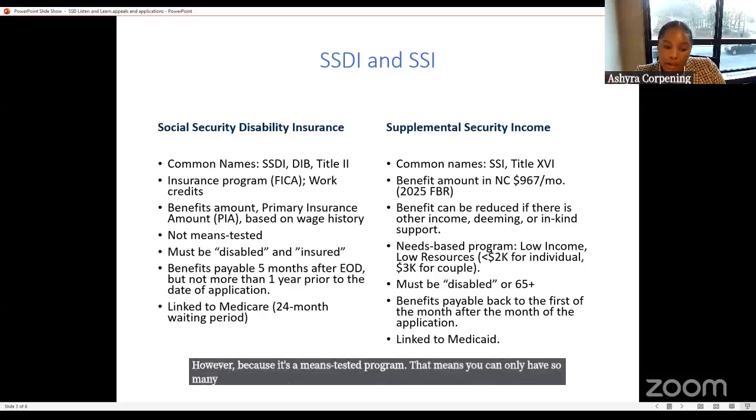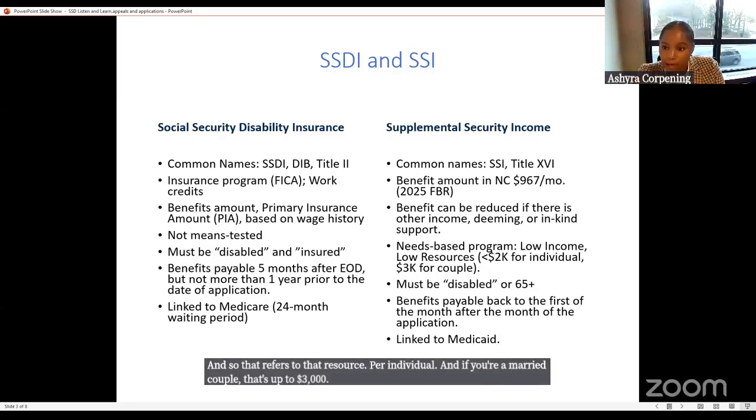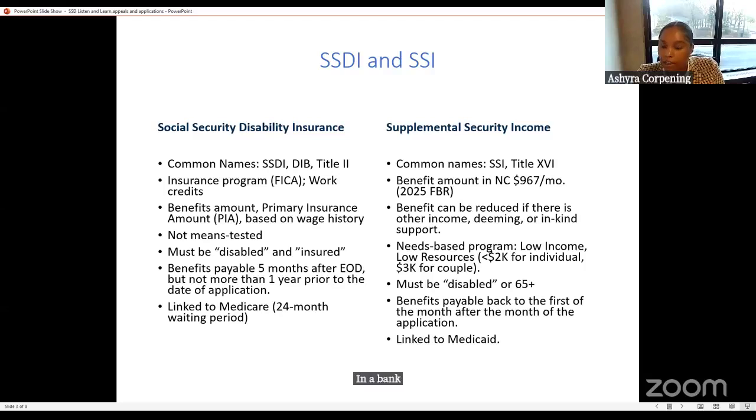And one of those requirements is that you don't have more than $2,000 in any given month in your bank account. And so that refers to that resource limit for an individual. And if you're a married couple, that's up to $3,000 in a bank account in any given month.